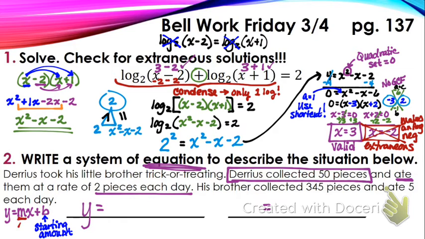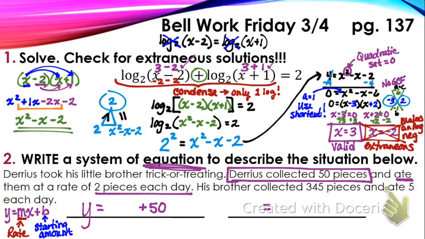And the m right here, that's the rate. So what is Darius's starting amount? 50. Positive 50 or negative 50? Positive. He had these pieces of candy. So I'm going to have a plus 50.